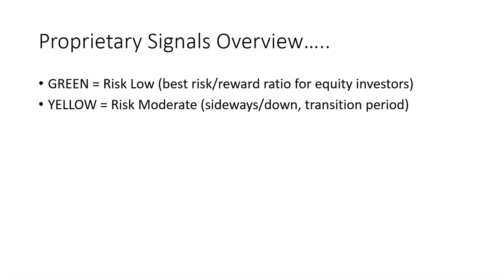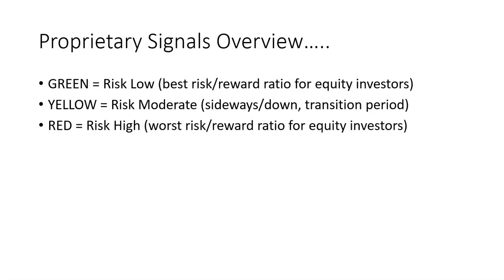And then if the situation gets bad enough, that's when we get a red signal. And when the signal is red, that means that risk is high in the stock market. And the red signal has the worst risk-reward ratio for equity investors. The model behind the signals is robust and complex.